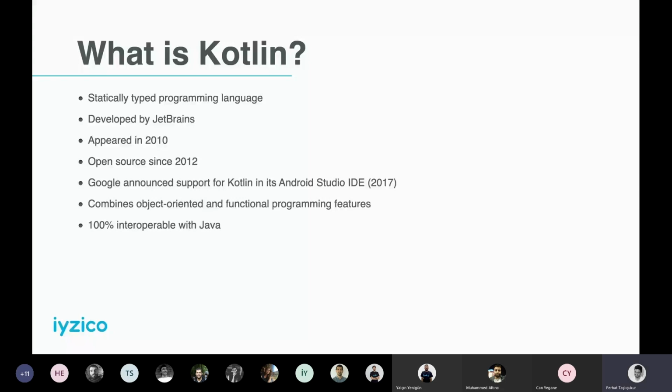Also, it combines object-oriented and functional programming features. It means you can use both object-oriented and functional programming styles. And it's fully interoperable with Java, which means you can easily call Kotlin code from Java and Java code from Kotlin.